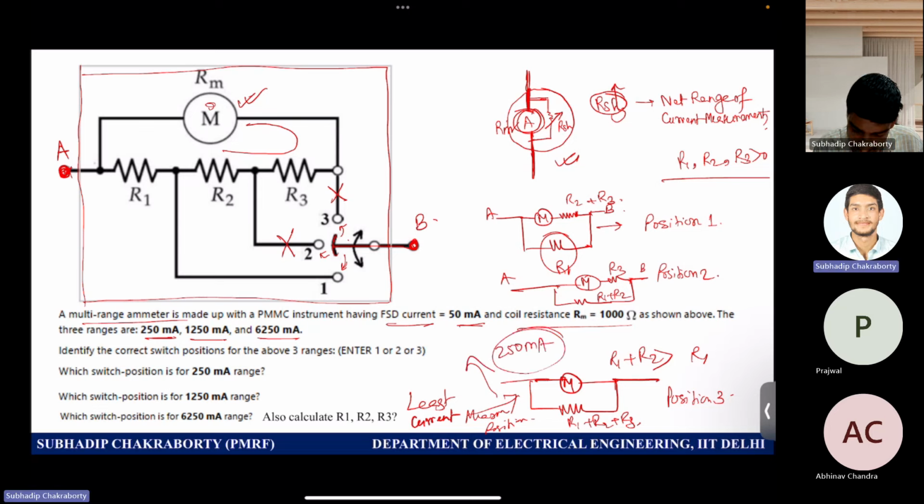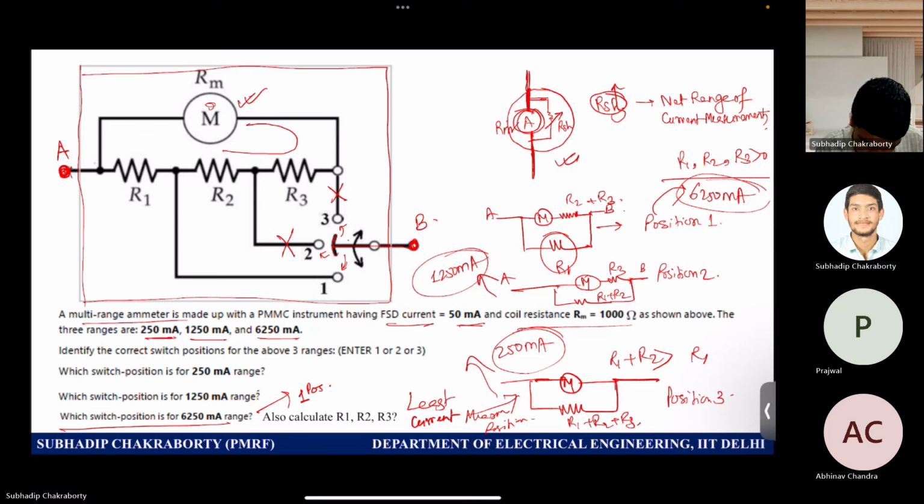250 milliampere, right? Position 2 you can allocate to the mid range, which is 1250 milliampere. And position 1 is the position which can be allowed to carry on measurement for the higher range, for 6250 milliampere. So you agree or not? So for 6250 you have position 1, you have position 2 here, and this is third position.